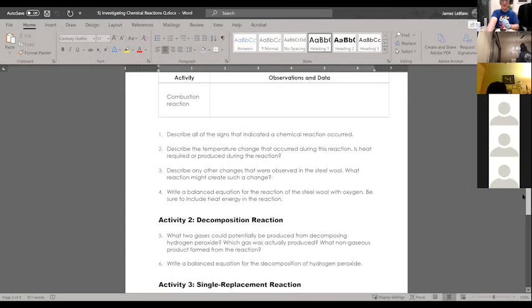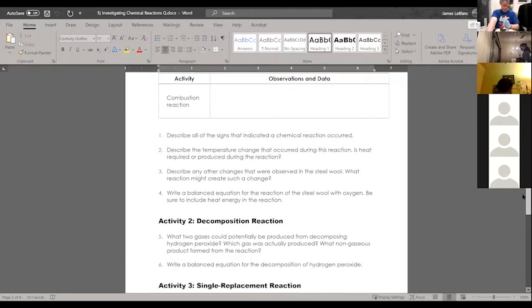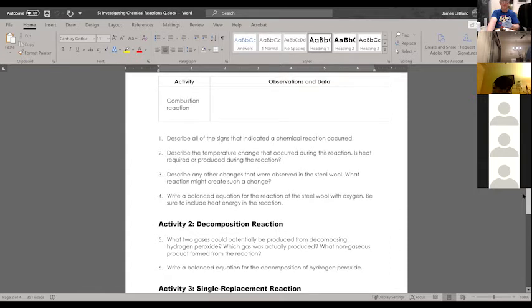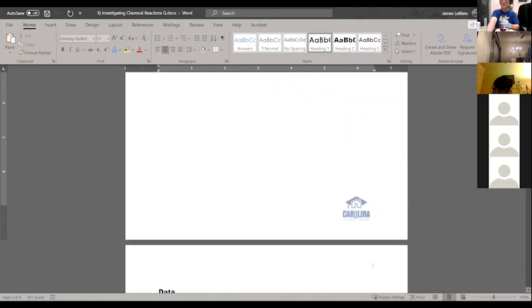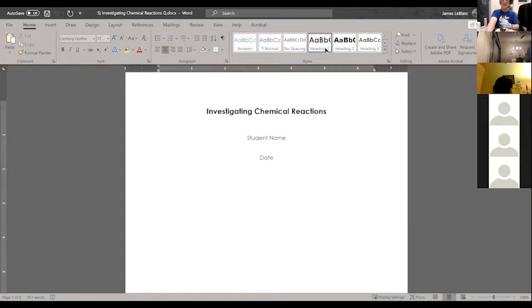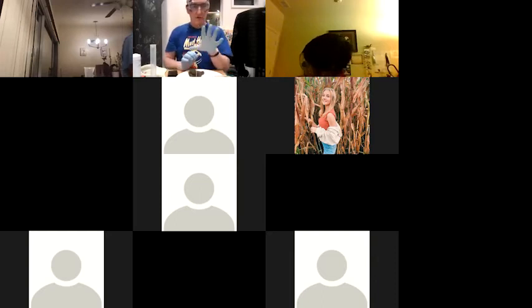So activity 1, describe all the signs that indicated a chemical reaction occurred. Describe the temperature change. Was heat released or absorbed? And then describe any other changes that you might see, and then write a balanced reaction. It also says, make sure you include the heat energy in that reaction. So for an exothermic reaction, where heat is produced because of the reaction, would we put heat as a reactant or a product? Product, exactly. So it would be Fe plus O2 gives you iron oxide plus heat.